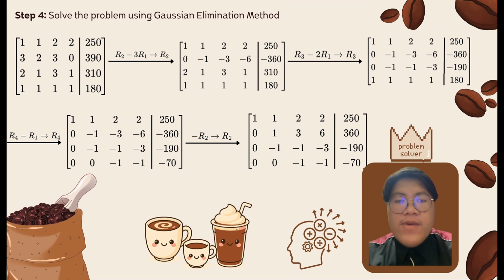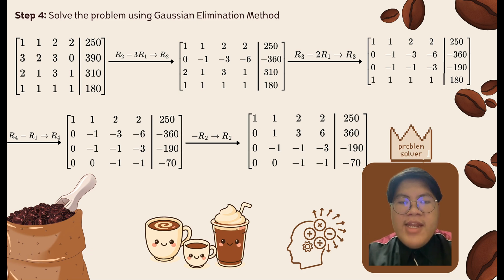In step 4, we solve our system using Gaussian elimination to create an upper triangular matrix. We start with our initial augmented matrix. Our first goal is to eliminate the leading coefficient in the first column below the first row. To eliminate the 3 in row 2, we apply the row operation: row 2 minus 3 times row 1 becomes the new row 2. This changes row 2 to 0, negative 1, negative 3, negative 6, augmented by negative 360.